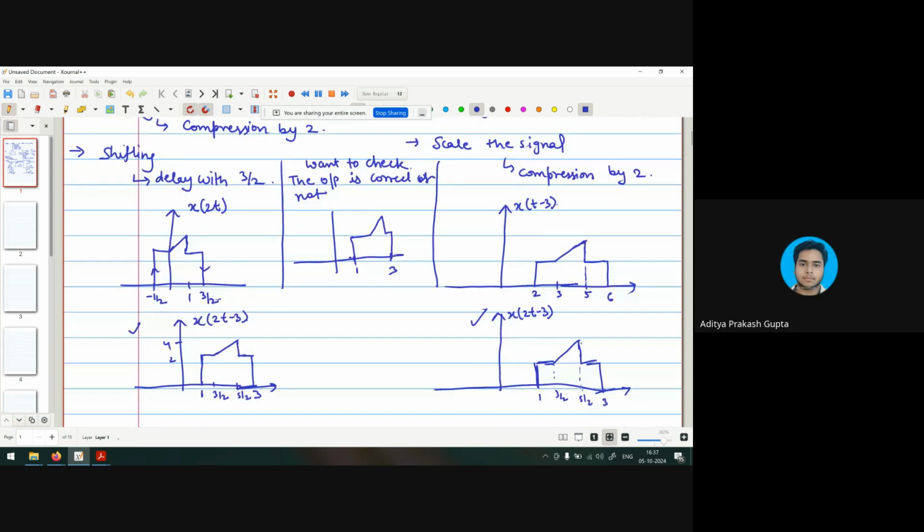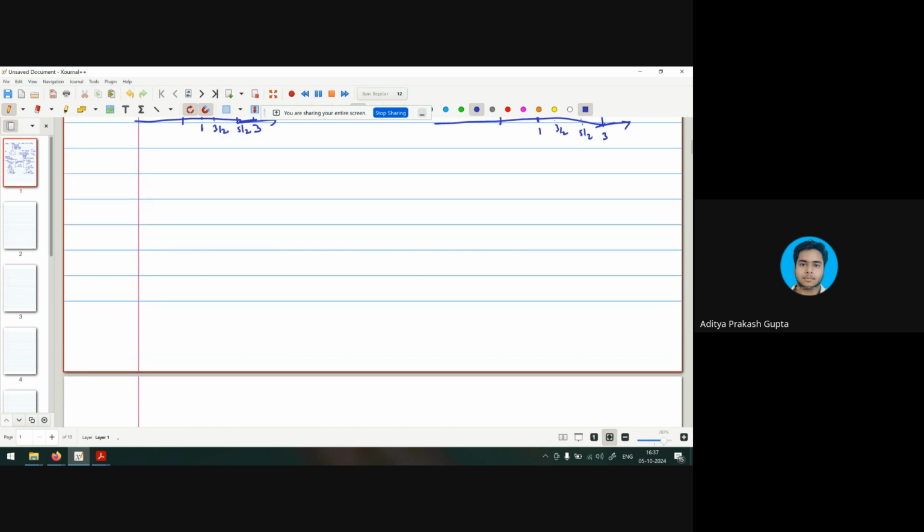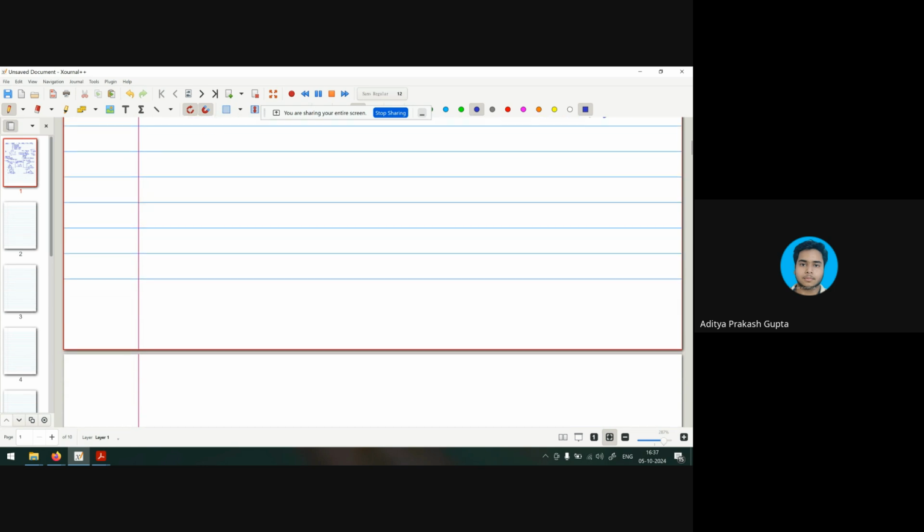Sir, for example, if I have a square wave, which is from -3 to -2, a simple square signal, a square pulse, only from -3 to -2, and I want to scale it by 2.